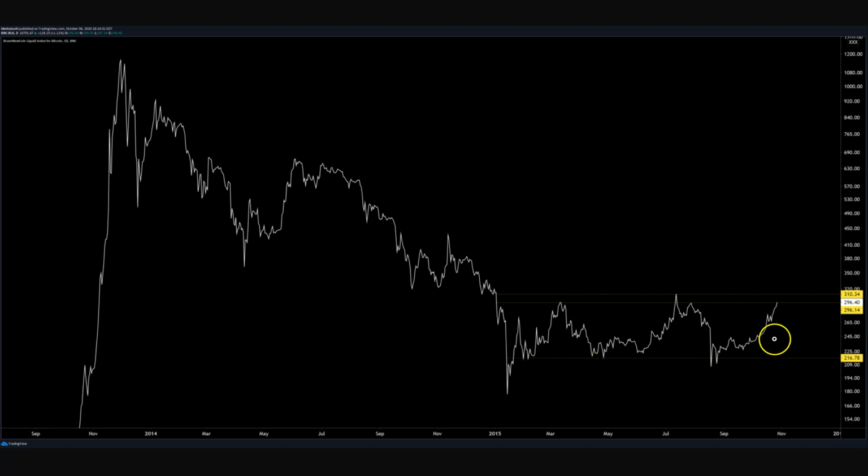But Wyckoff accumulation schematics, chart pattern schematics, chart pattern fractals, all start with a horizontal line. If you can't use the horizontal line, you can't draw the Wyckoff schematic. So you've got another horizontal line. Obviously, this was when Bitcoin was 300, 210, 250, whatever. But it starts with the horizontal line.